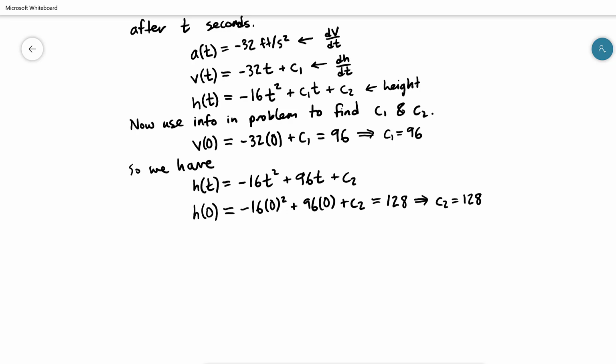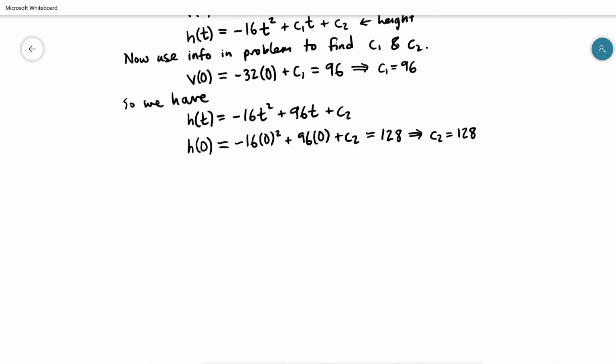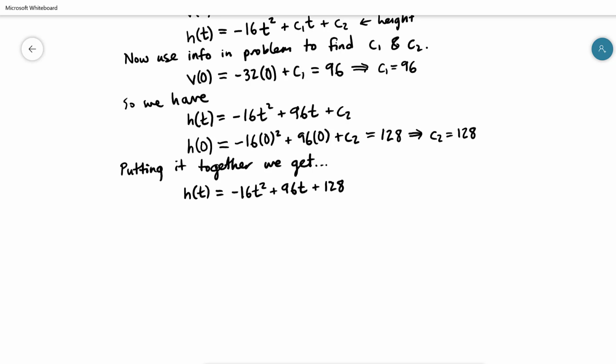So, putting it all together, we get an expression for the height: h of t is equal to negative 16t squared plus 96t plus 128. And it has units of feet.